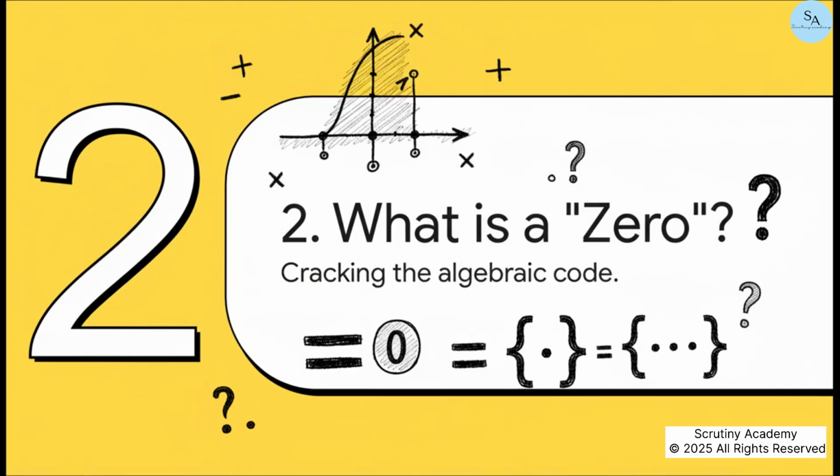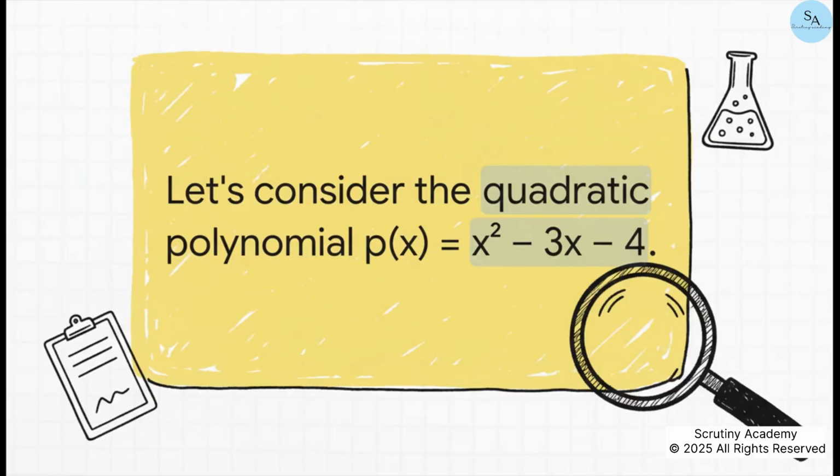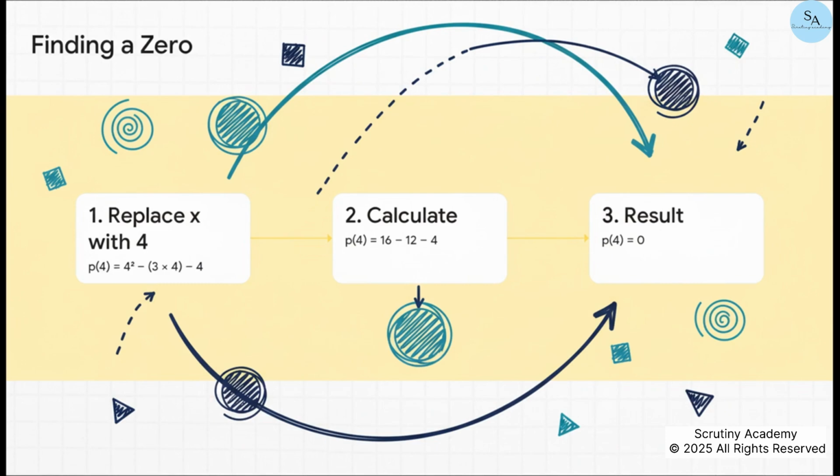Okay, now that we're all warmed up, let's get to the main event. What on earth do mathematicians mean when they start talking about the zero of a polynomial? Let's use this quadratic polynomial as our guinea pig. We'll call it p of x, which is really just a fancy way of saying, hey, here's a polynomial, and the variable we're using is x. Now, what's really cool is what happens when we plug certain special numbers into this thing. Let's just try replacing every single x with the number 4. Okay, so we get 4 squared, that's 16, minus 3 times 4, which is 12, minus 4.